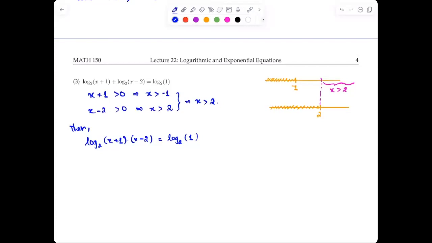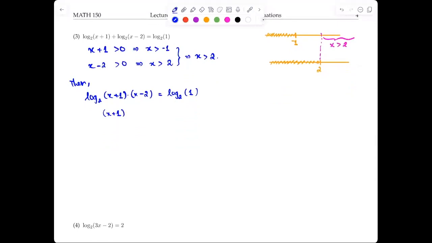Okay. Now the log base 2 are the same on both sides of the equation. Then you just set this product equal to 1. So x plus 1 times x minus 2 equal to 1. And technically, at this point, you're solving a quadratic equation. So first, expand them out. You have x squared minus 2x plus x minus 2 minus 1 equal to 0. Or this is x squared minus x minus 3 equal to 0.